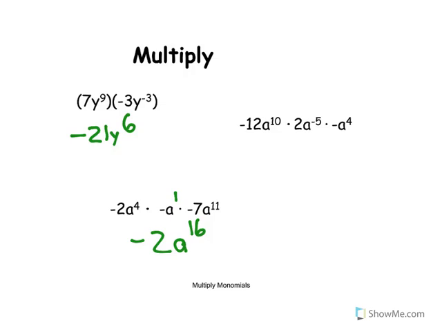Negative 12 times 2 is negative 24 times negative 1 is positive 24. And if I add the powers of a, 10 plus negative 5 plus 4 should give me a to the 9th.